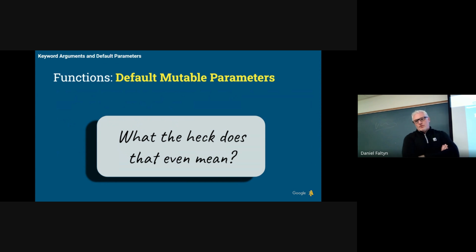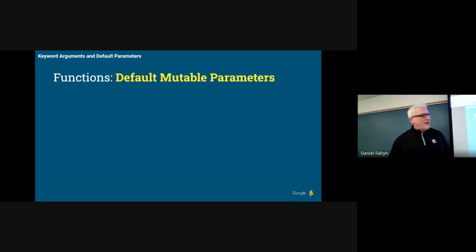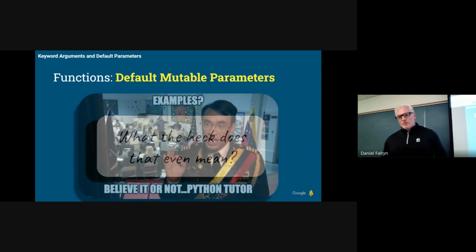Default mutable parameters. What does that even mean? Well, let's take a step back. This is a parameter, obviously. This is the name of a parameter. This is the default value. So far, I've just shown you a string. And a string is mutable or immutable? Immutable. So what happens if I'm going to pass in a mutable parameter? I want a default mutable parameter.